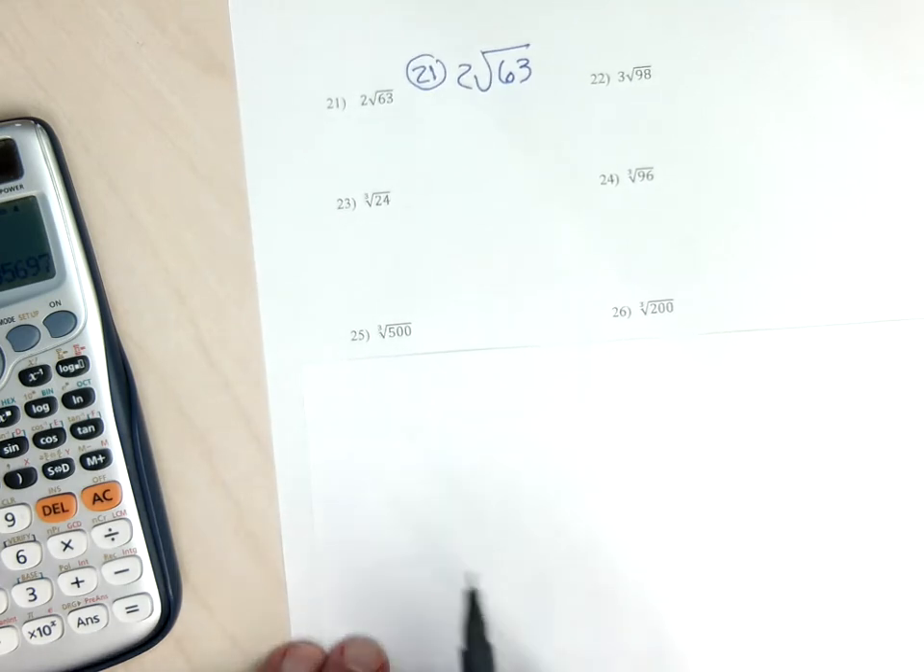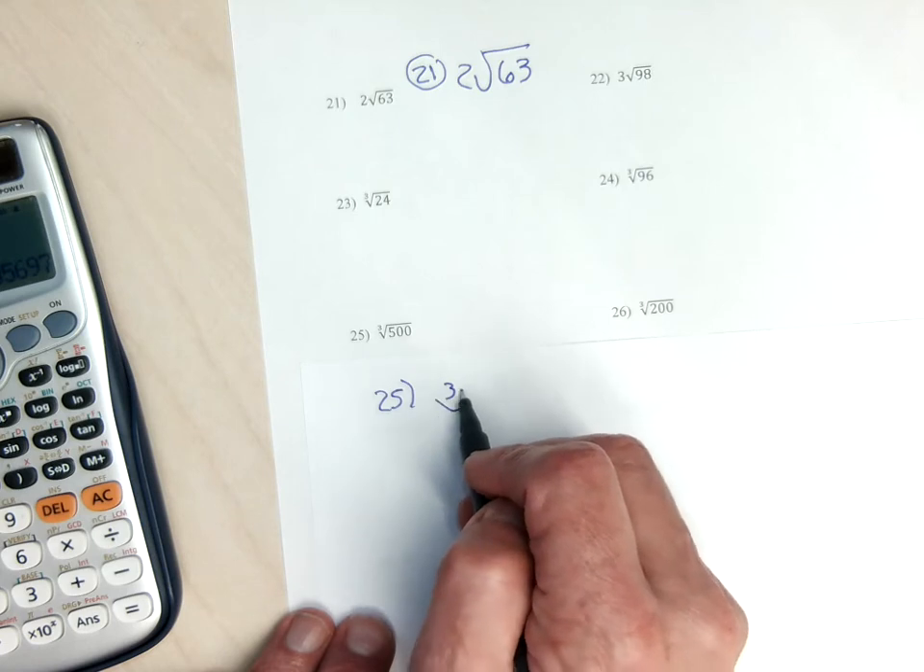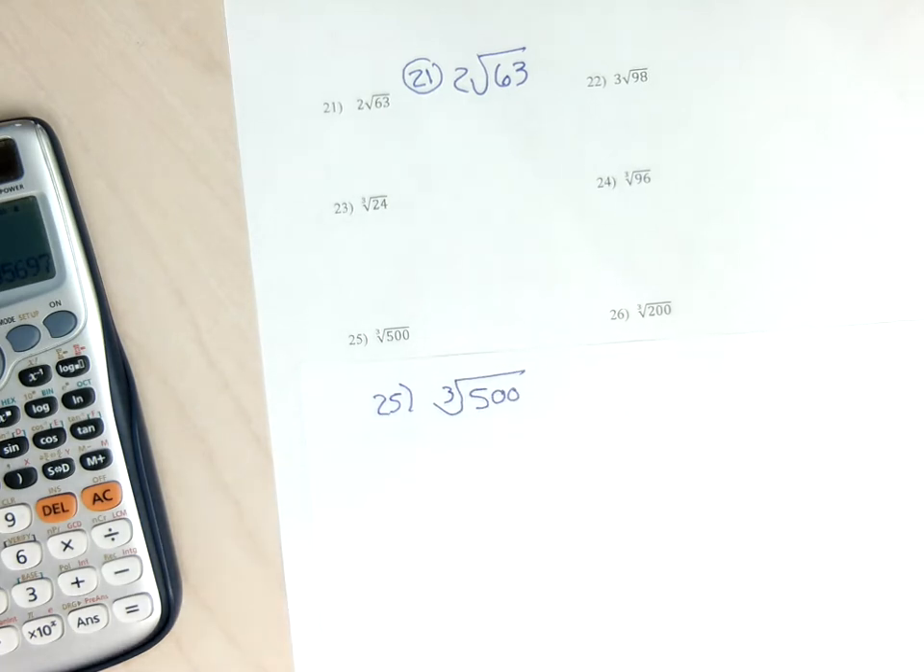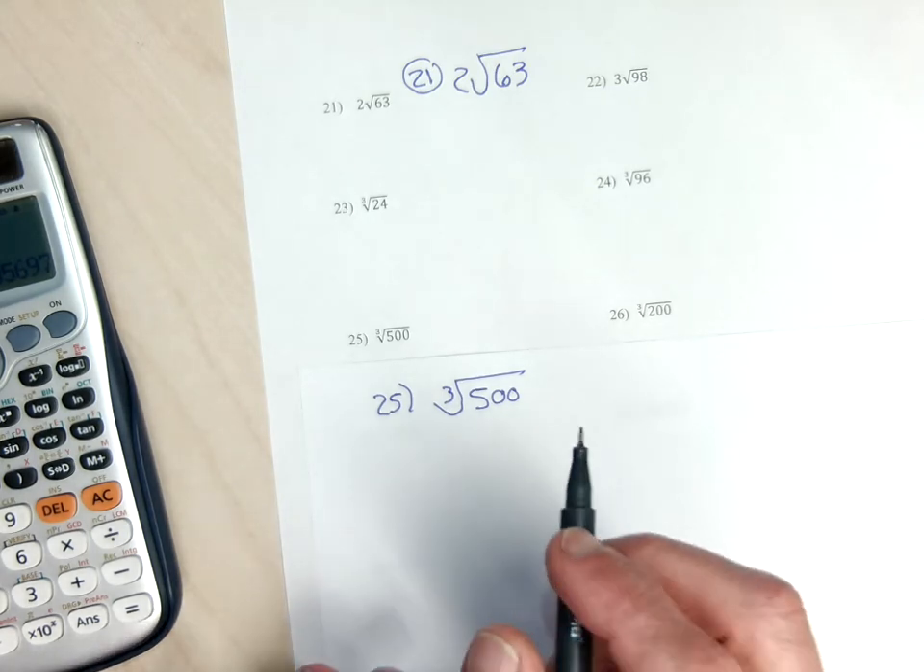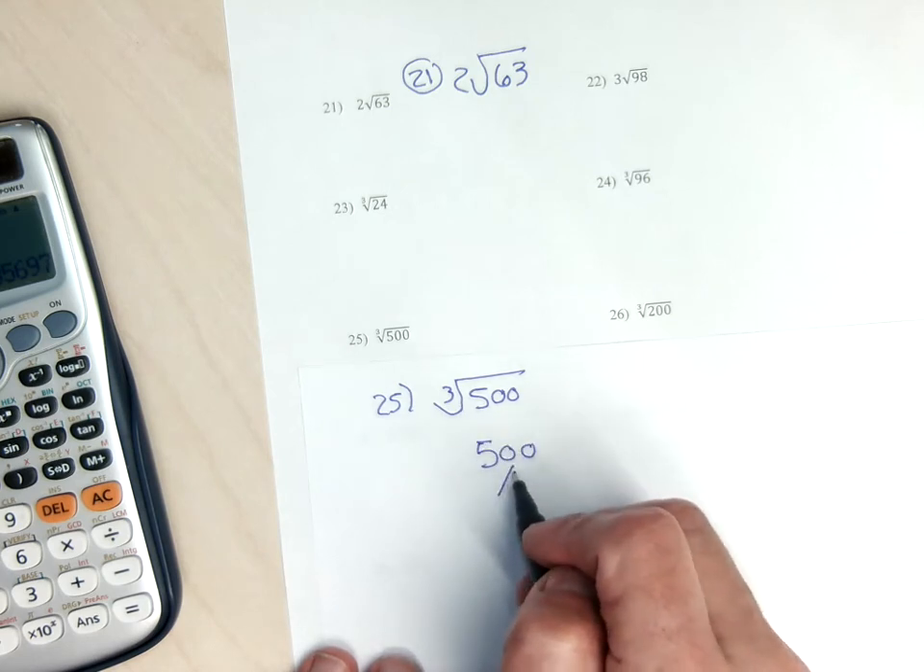So let's do 25 together. If you're clever, you might be able to find the biggest perfect cube that divides evenly into 500. I feel like it's 125, but I'm not going to be clever. This is just too much work for me. So I'm going to do a prime factor tree for 500.